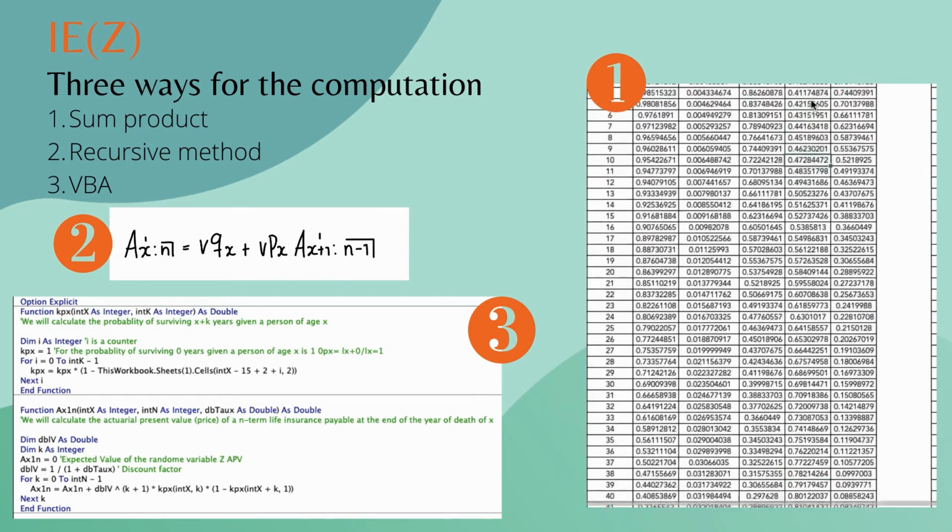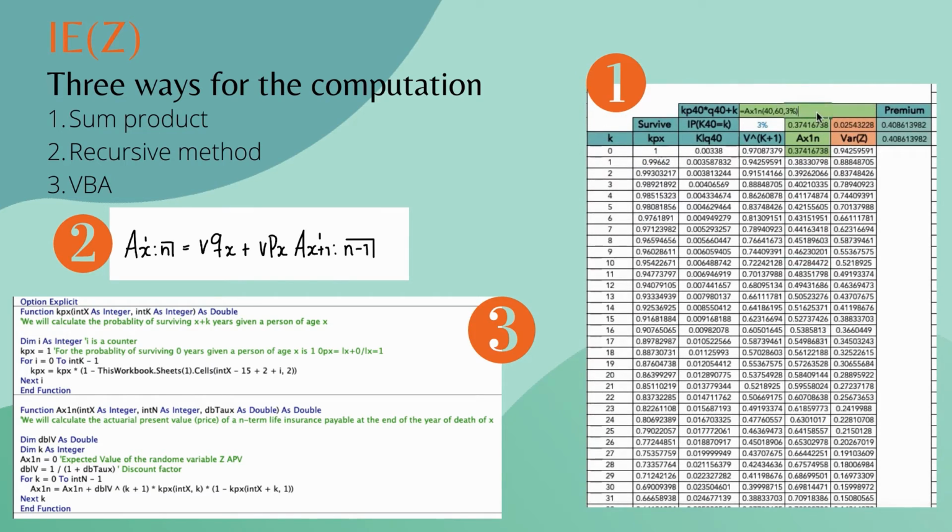Here you can see the program, which is called AX1N, and this function asks us to put the age, the term, and the discount rate.